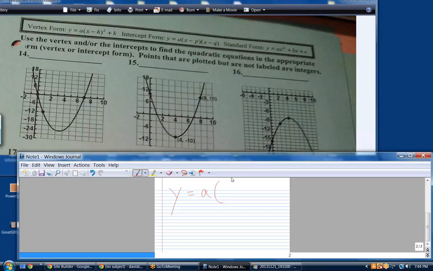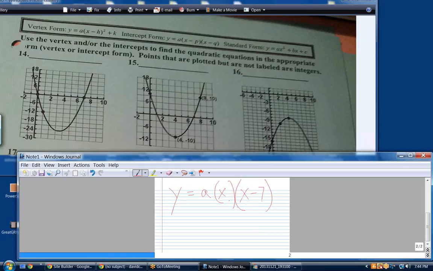Does it matter which one's which? No, it doesn't, because of the commutative property. x minus p times x minus q is the same as x minus q times x minus p. So what's p? We can just put p as 0. Okay. What's q? Plus 7. So it's x minus 7.